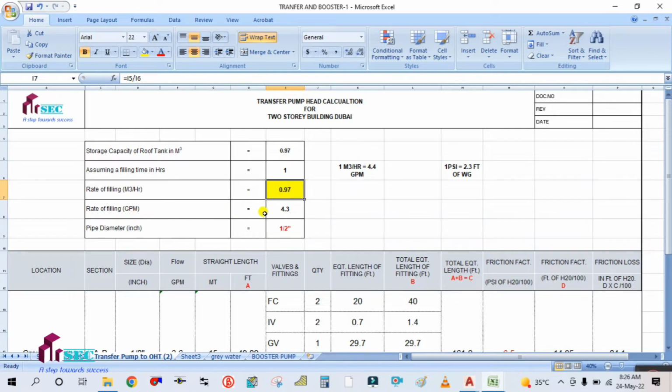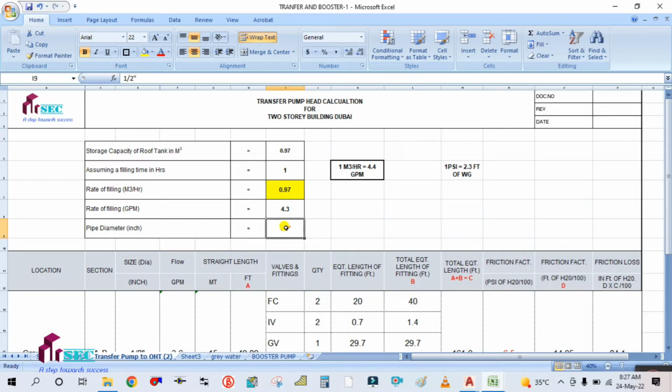So rate of filling in GPM. This is in cubic meter per hour, so we need to convert into GPM. 1 cubic meter per hour is nothing but 4.4 GPM. So simply you have to multiply this value by 4.4. We are getting here 4.3 GPM, gallons per minute. And then from these two values we can get the pipe size.